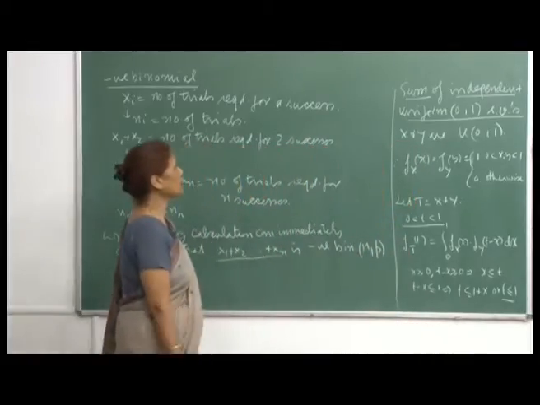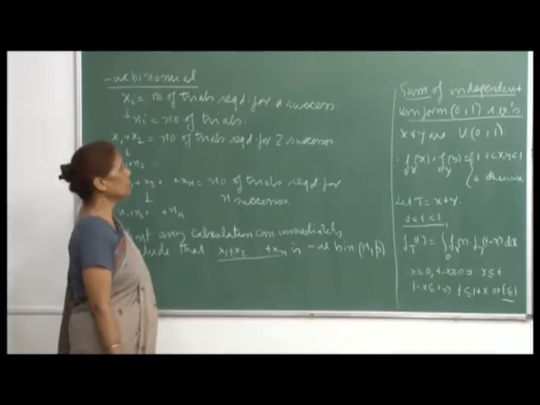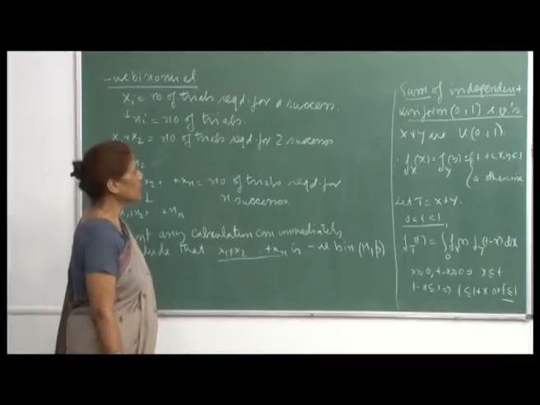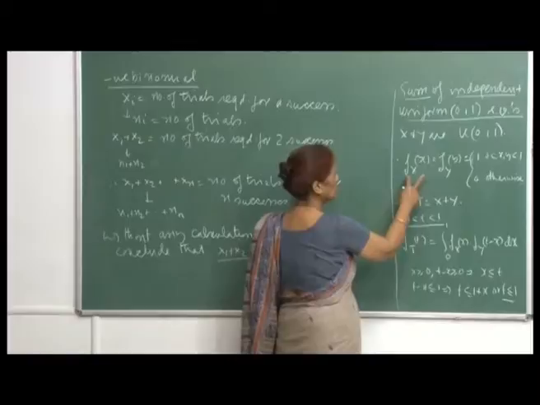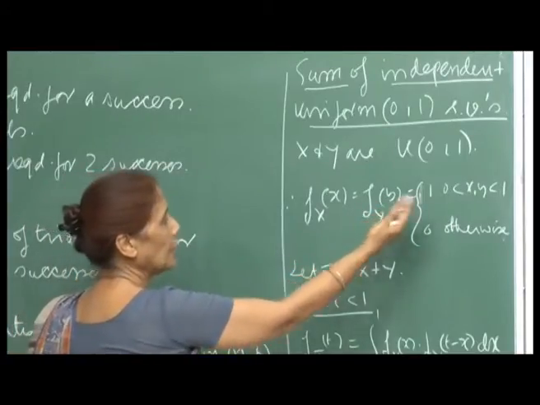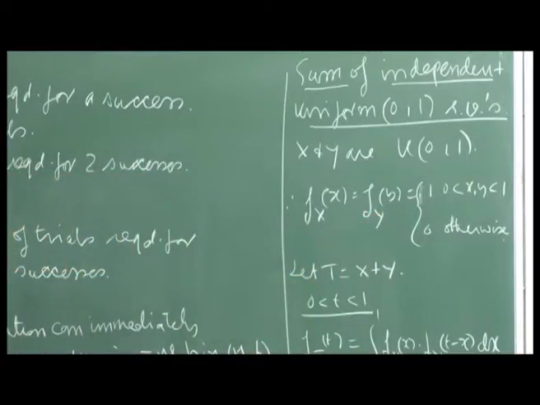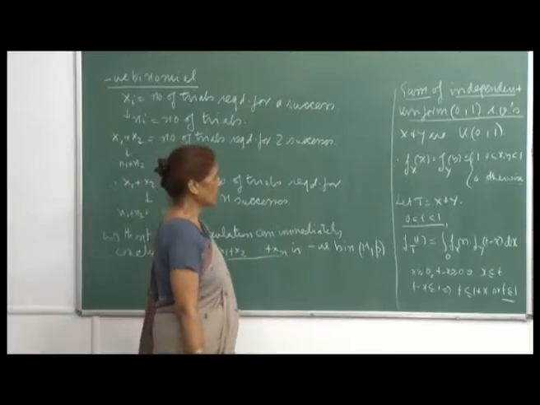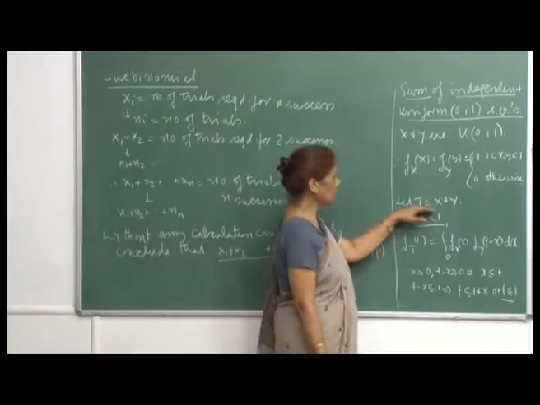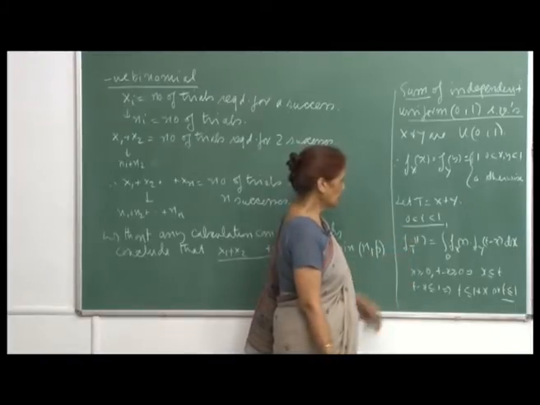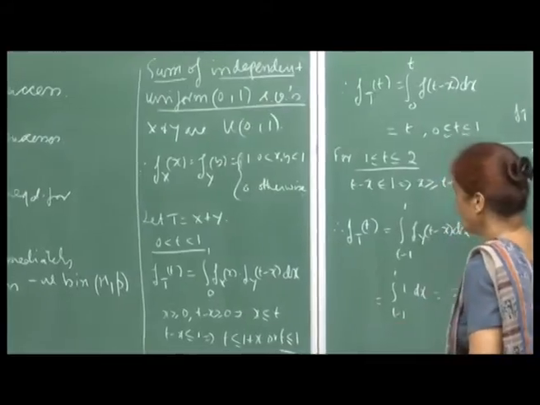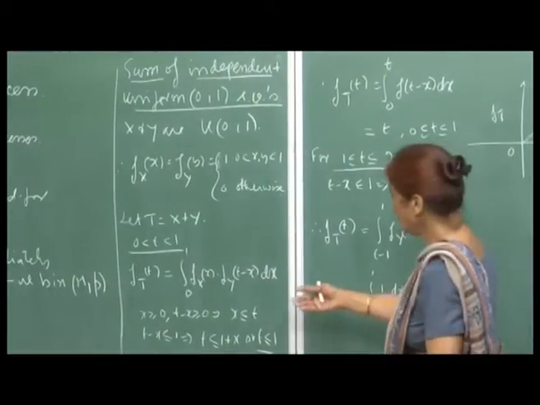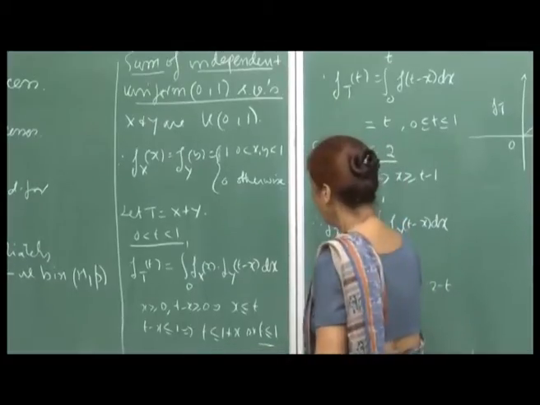Now, let us again apply convolution to the sum of independent uniform random variables, both uniform on 0 to 1, right. Therefore, the corresponding PDFs will both be 1 as long as x and y are between 0 and 1, and 0 otherwise, right. So, let us define the random variable t equal to x plus y. This is where this part comes in: sometimes you can easily determine the ranges, but sometimes it may not be that easy.